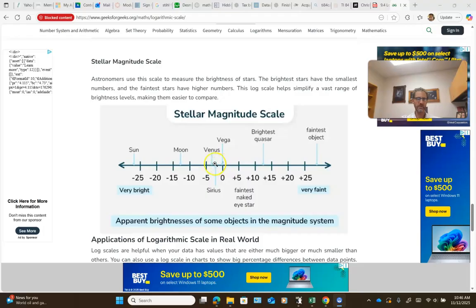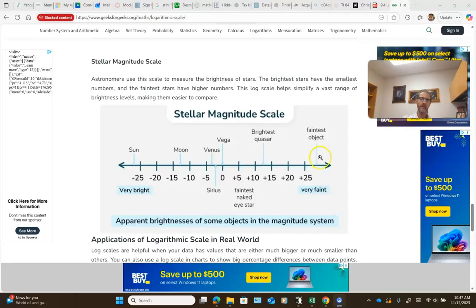Okay, so typically objects in the night sky that have negative magnitudes, most of them you can see, even in a light polluted city. But some of these other objects, if you look here, the faintest naked eye star is around, not -5, but +5. So to actually see that, you'd have to be under a very dark sky. You wouldn't be able to see it in the city.